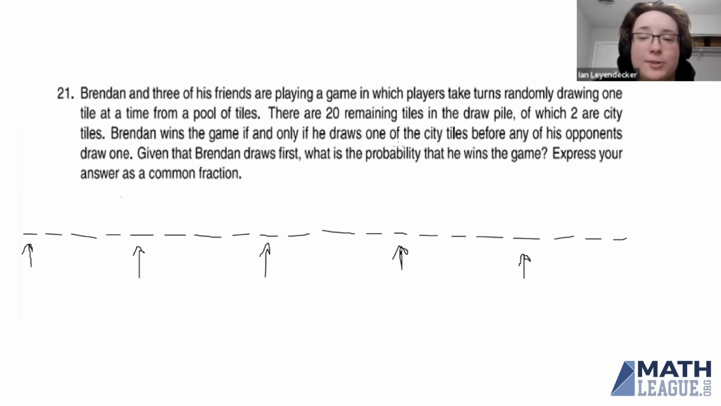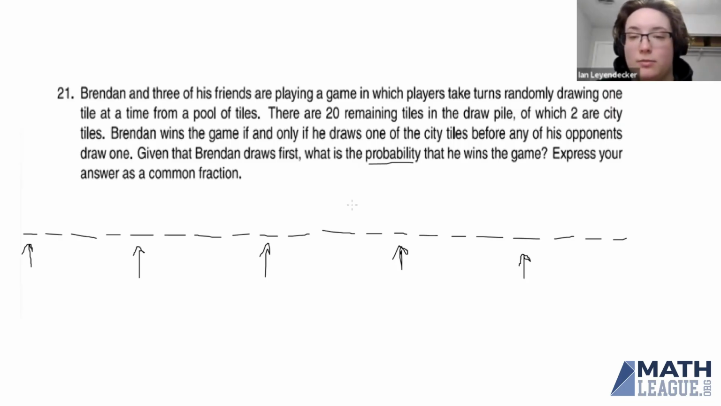So we want the first of the 2 city tiles in the 20 draws, if all 20 tiles are drawn, to end up on one of these 5 spaces: the 1st, 5th, 9th, 13th, or 17th place. And first of all, we want to find the probability. Probability means we want to find the desired cases over the total number of cases.